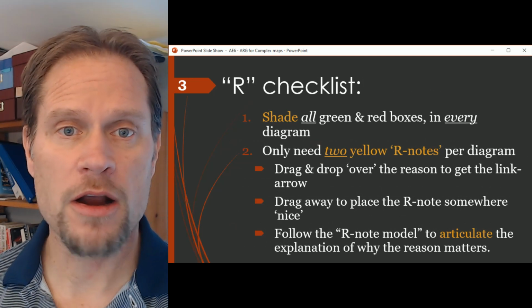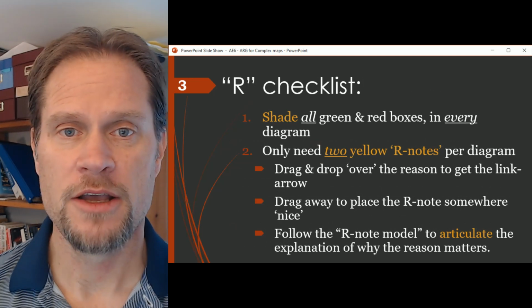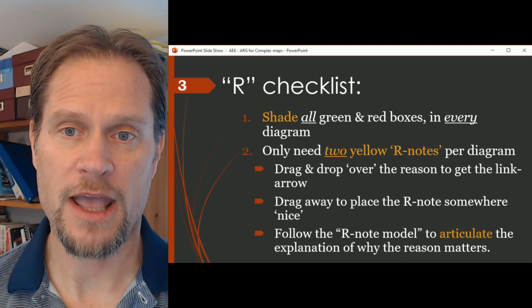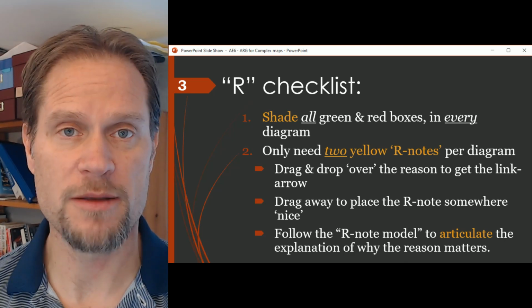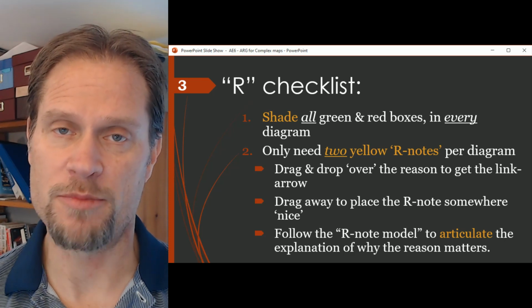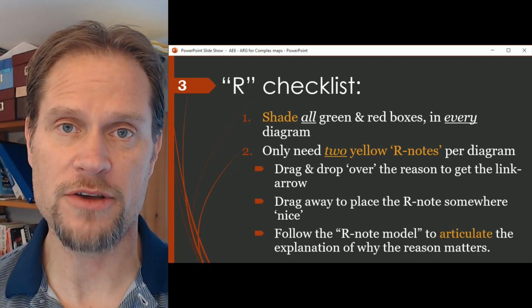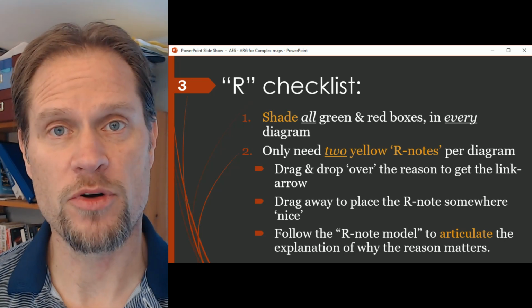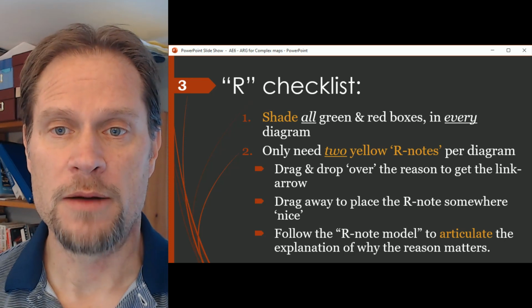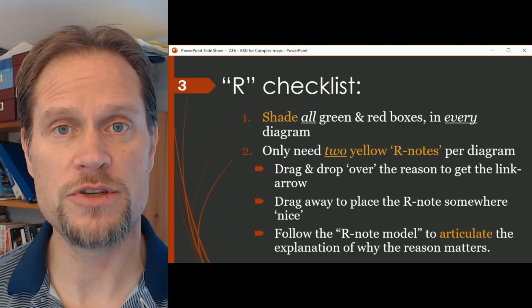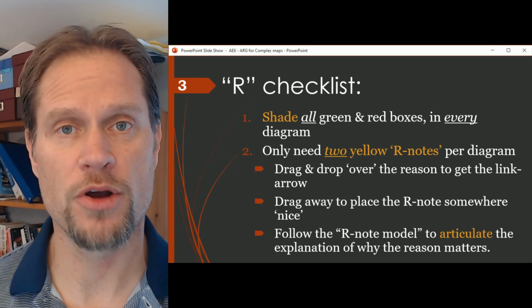When it comes to R, again, here's the checklist, right? We need to shade all of the colored boxes in our map. In every diagram, we want to shade them all, okay? So that means they can't just say supports with that default shade of green. You have to get it to say weakly or strongly or doesn't support, the gray, right? Just like the listicles, I'm only going to require that you post 2 yellow R notes per diagram.